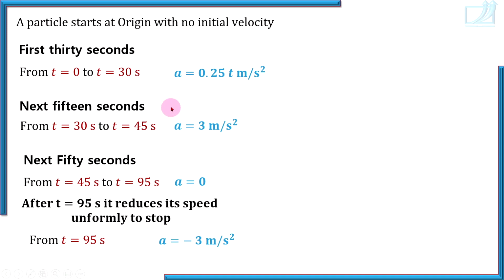Now this is one example in which a particle moves in such a way that in different time intervals the equations of motion are different. So to analyze such a motion, we use a motion curve approach. Watch here, acceleration is 0.25 t meters per second squared. So for the first 30 seconds it is variable acceleration motion. From t equal to 30 to t equal to 45 seconds, it is uniform acceleration motion. For the next 50 seconds it is uniform velocity motion, acceleration is 0. And then from t equal to 95 seconds onwards, it is again uniform acceleration motion.